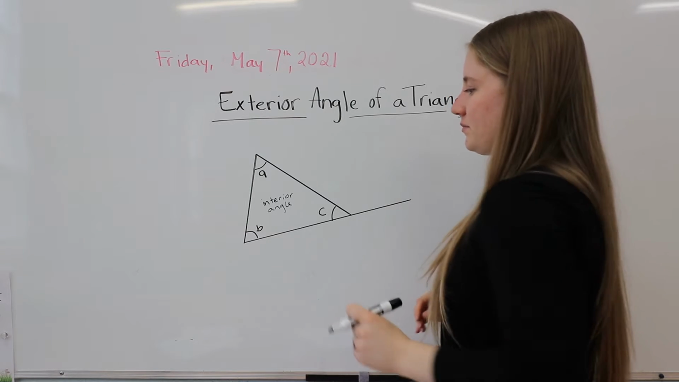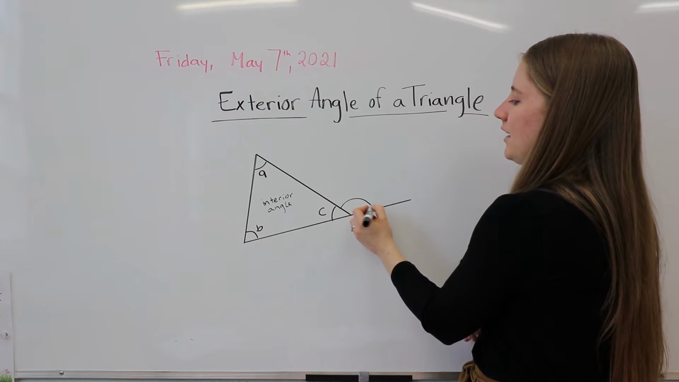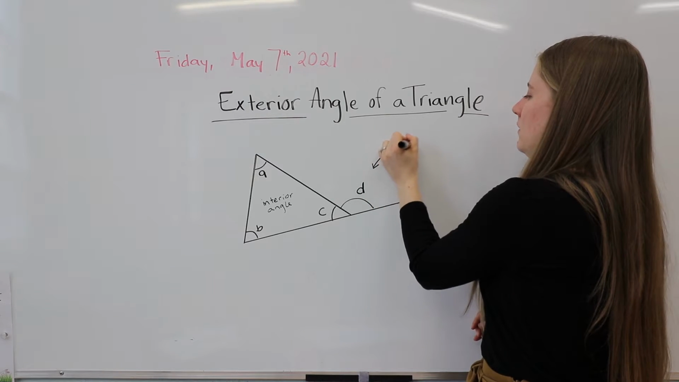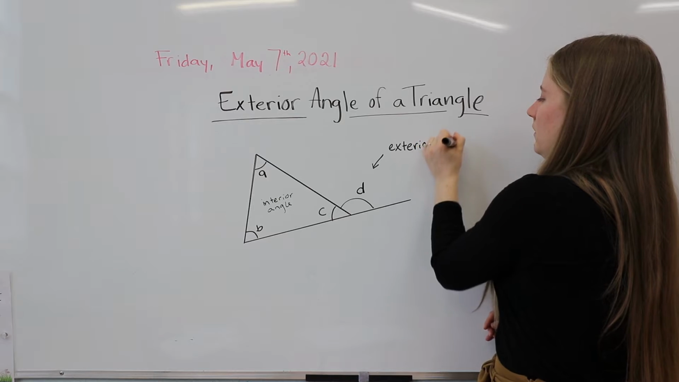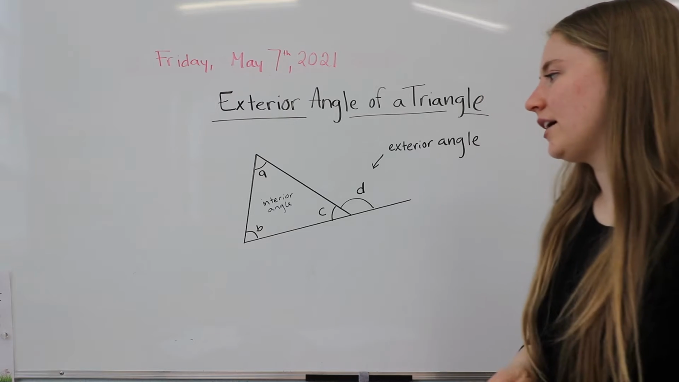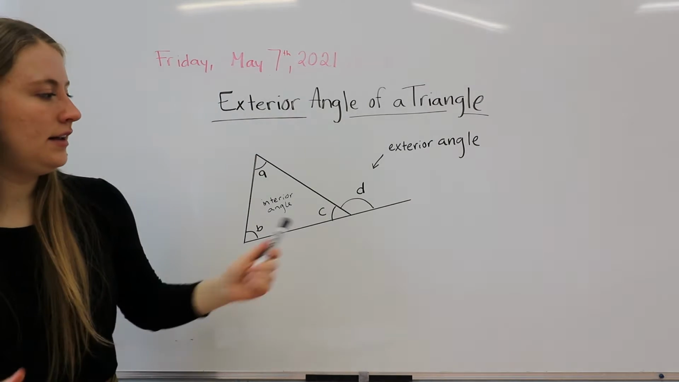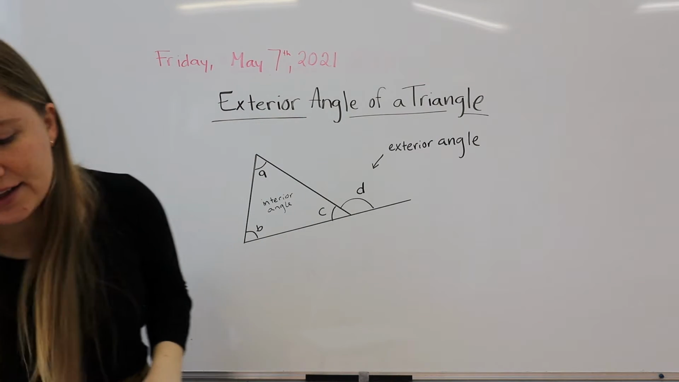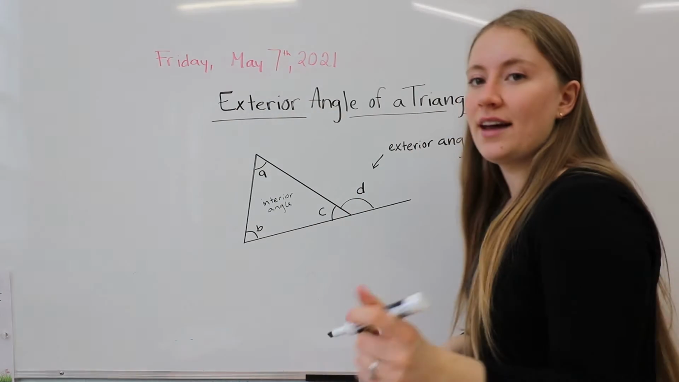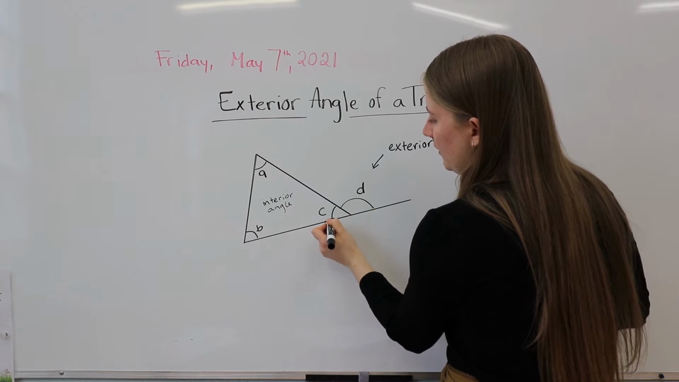But we can extend the lines of our triangle to form exterior angles. So for example, this angle, which I'm gonna label as D, is an exterior angle. And it's exterior because it's outside of the triangle, okay? So we form exterior angles by extending the side of the triangle. And we know that we can apply our line rule to this extended exterior angle, okay?